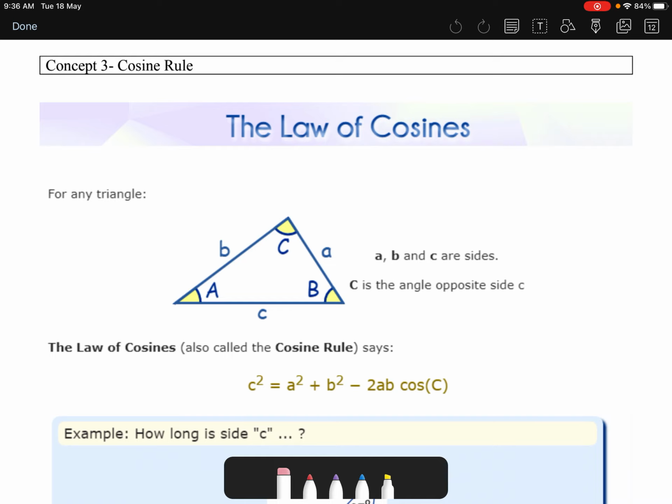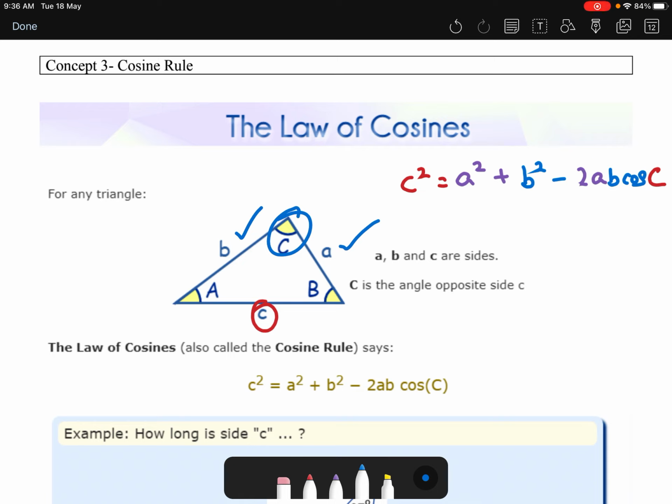So for any triangle, we are given lengths A, B, C, right, and an angle C. The law of cosine says if you want to find side C right here, you should use C square equals A square plus B square minus 2AB cosine C. So you notice that if we want to find length C, we must be given length A, length B, and the angle C. So this is your cosine rule.